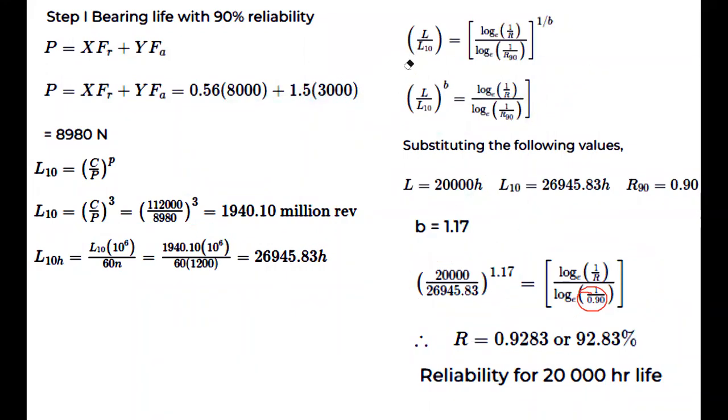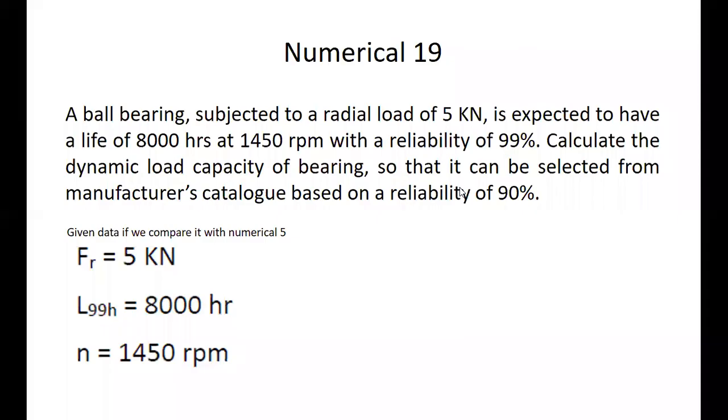Let's go with another numerical, the 19th numerical. Ball bearing, again 3. Radial load of 5 kilonewton. Axial load is not given, X not given, Y not given. Then we will cover this as P is 5.